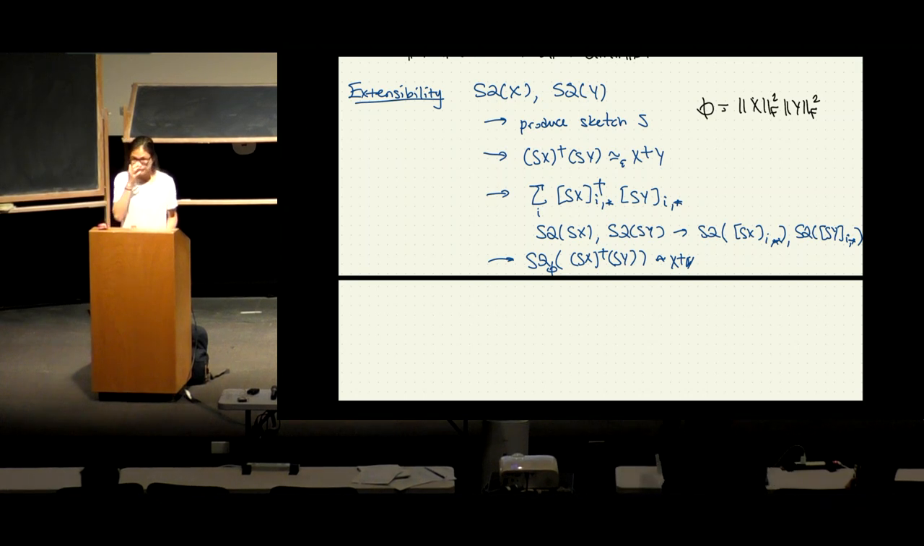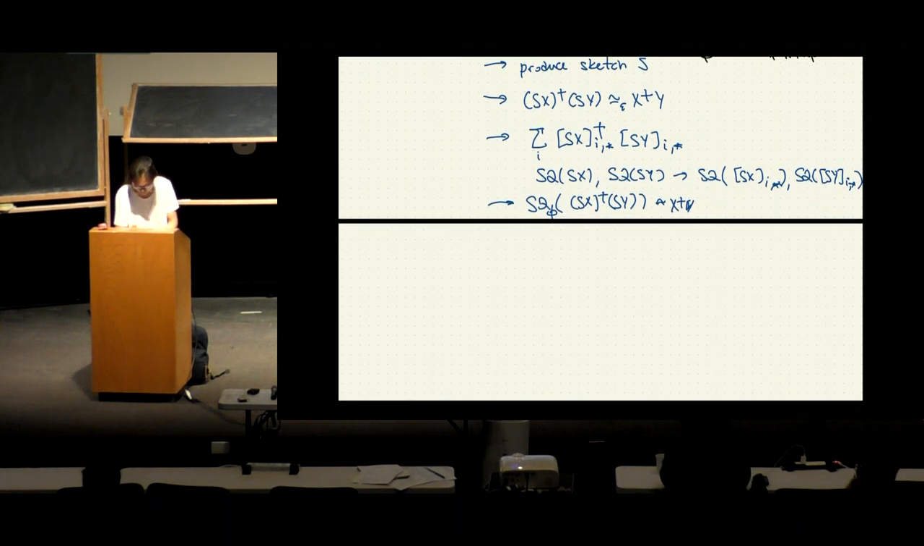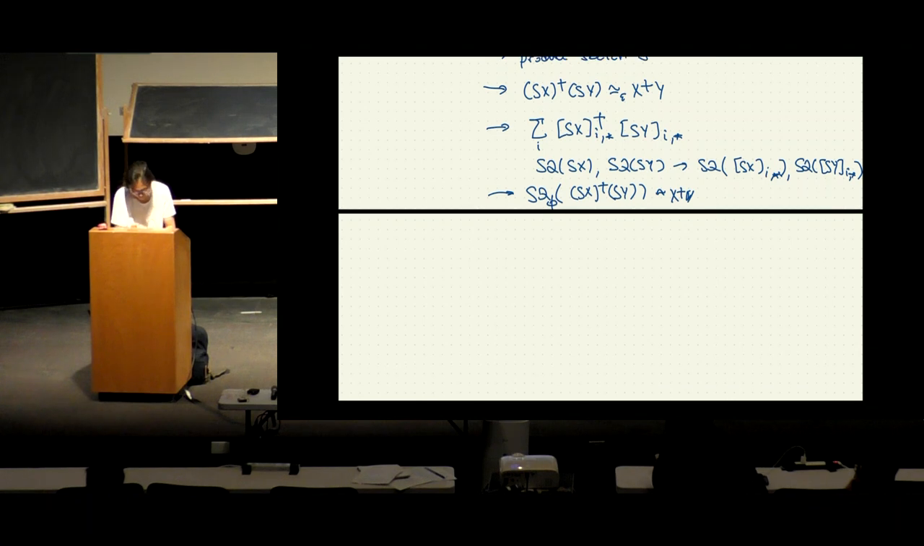Right, so in a similar way, I have this in the lecture notes also, but we can also use this to dequantize this simple block encoding protocol I had before, which is that if I had a block encoding of A and the state psi, then I could get a copy of the state A times psi.